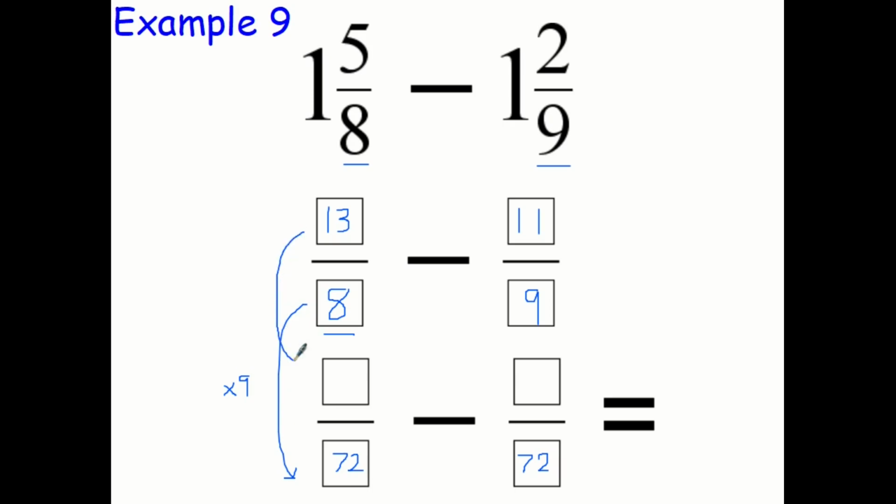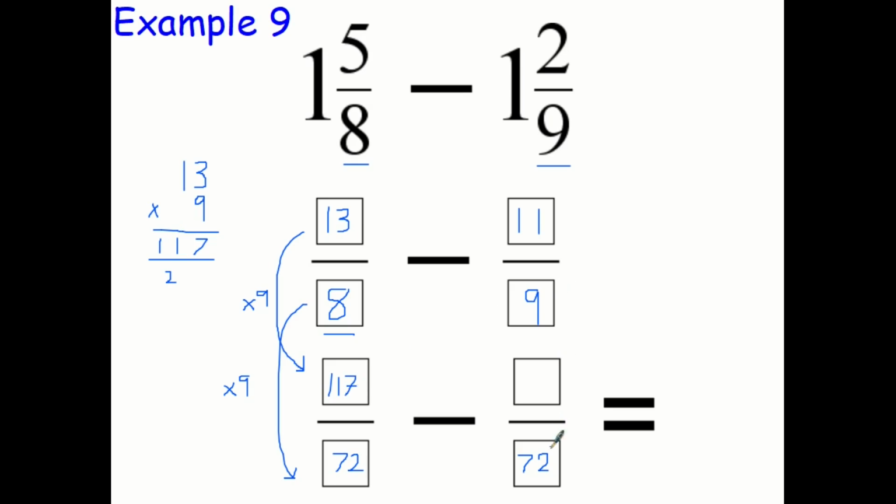And you might think, oh dear, that sounds a bit tricky. Well, no, because I know that you all have the skills to do a little multiplication like this. So 13 times 9. 3 9s are 27. 1 9 is 9, plus 2 is 11. So my numerator there is 117.